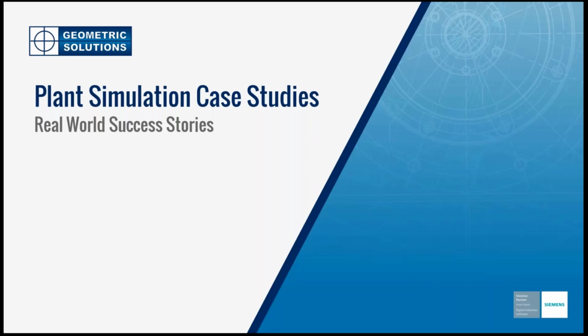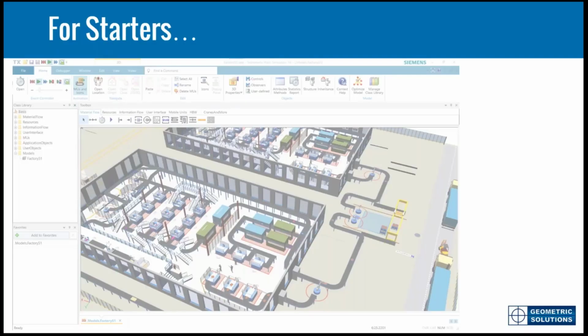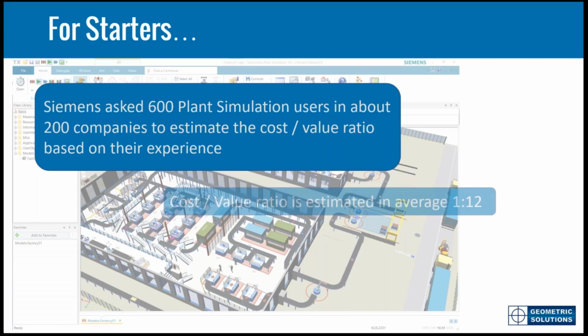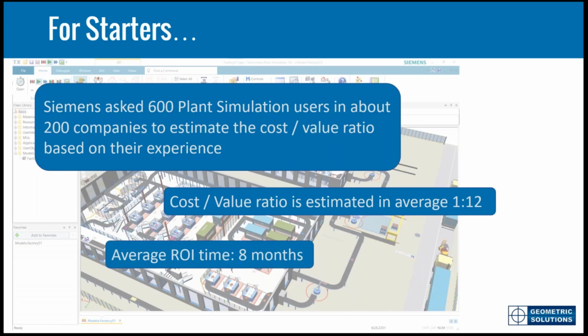So let's look at some case studies. And these are real world success stories. So Siemens asked about 600 plant simulation users in a couple hundred companies to estimate the cost value ratio based on their experience. And they came up with a cost value ratio of 1 to 12. Well, it's huge. That's fantastic. And so the average return on investment is about 8 months. So when you think about the cost of the software, if I'm getting my money back in 8 months, it's almost kind of a no-brainer. It really is. It's not really free, but the payoff is very, very quick.